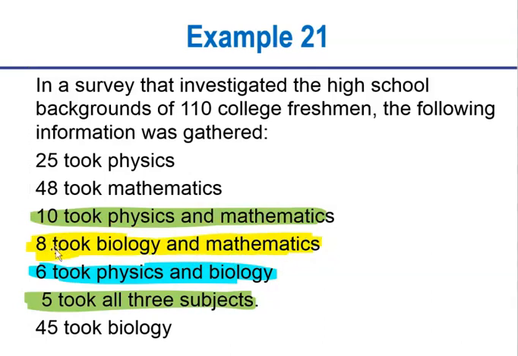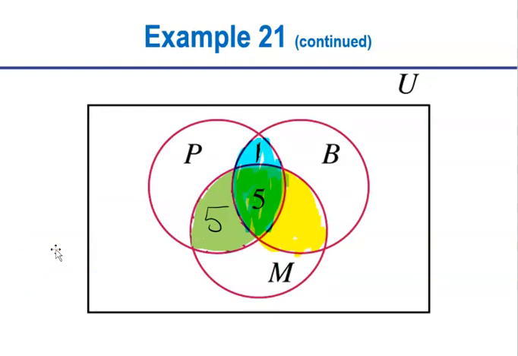So 8 students. Now, do I put an 8 out there? No, I do not, right? I've already included 5, and that leaves 3 out here. Now I get to work with the outside circles. So let's look, I'm not going to highlight anymore. Let's look at the P, physics.